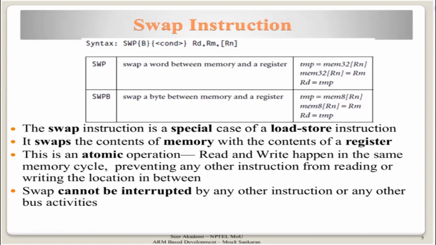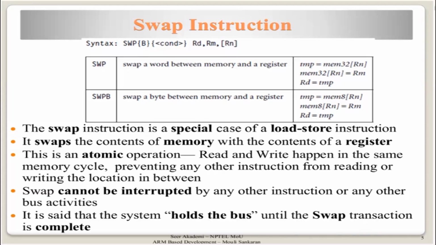What I mean by any other instruction is that the swap instruction gets completed only when both read and write are done. Even if an ISR, an external interrupt or an exception happens, it will wait for this particular instruction to be executed fully before it can be interrupted. Similarly, the bus also cannot give control to some other processor or a DMA before this swap instruction gets executed. This is what is called holding the bus. The swap instruction holds the bus until the transaction is complete.